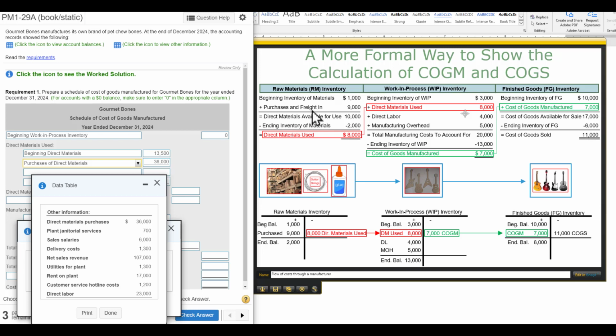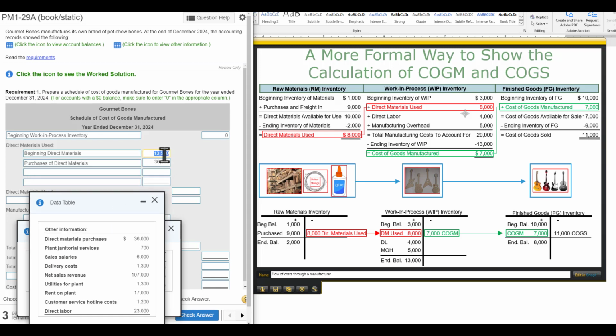Purchases of direct materials. Now notice it says freight in. That means any shipping costs to get the items to us. So don't get that confused with delivery costs. Delivery costs are our costs to deliver our finished chew bones to the stores. So we're not going to include this. We're going to take the beginning materials, add the purchases, and that gives us direct materials available for use. So 13,500 plus 36,000 gives us 49,500. So we have direct materials available for use of 49,500.